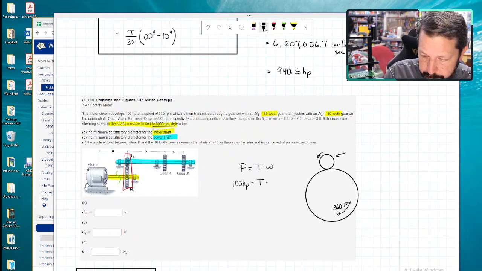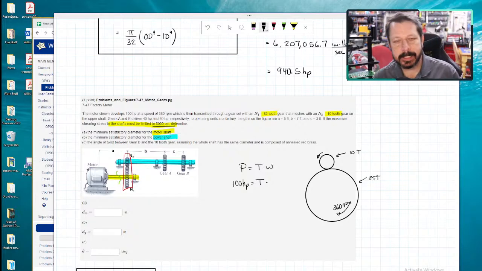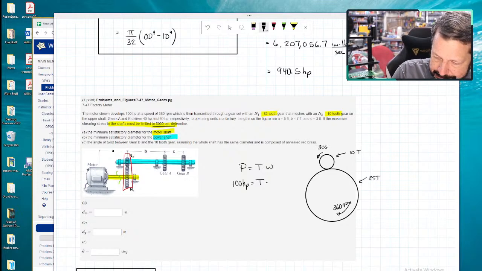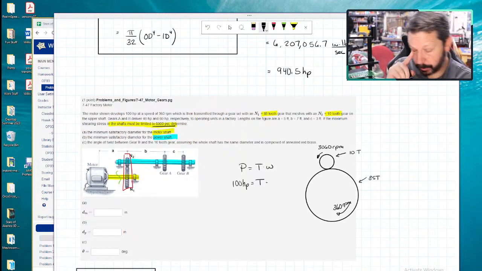This one had 10 teeth and this one had 85 teeth. And again, you might not be given teeth. You might be given the radius or the diameter. The ratios are all the same, whether it's diameter, radius, or teeth. So the little gear is spinning 8.5 times faster than the large gear. So 360 times 8.5 means it's spinning 3,060 RPM. So it's going much, much faster.